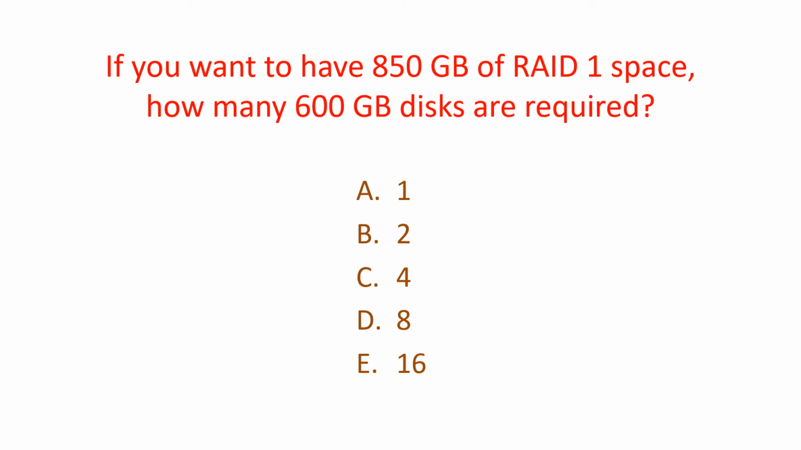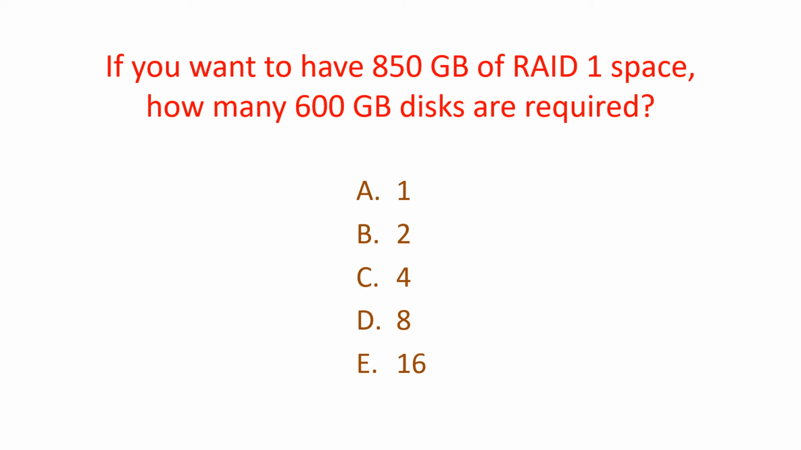The answer is C, 4. Okay, if 850 gigabytes of space is required, then it's going to take two physical drives to do that. So two 600 gigabyte drives will provide 1200 gigabytes of space.